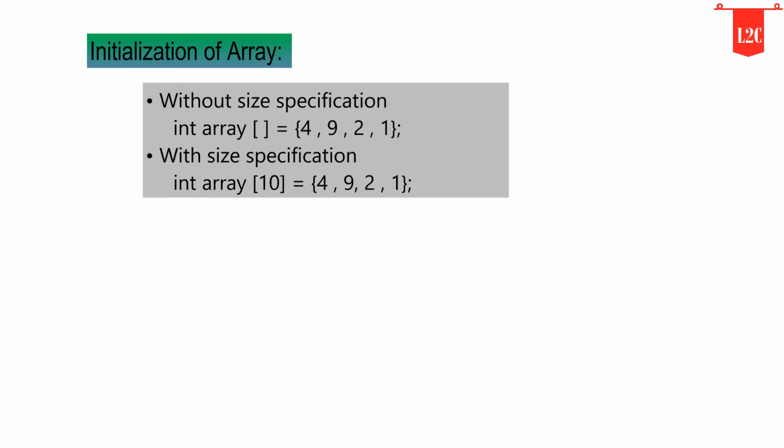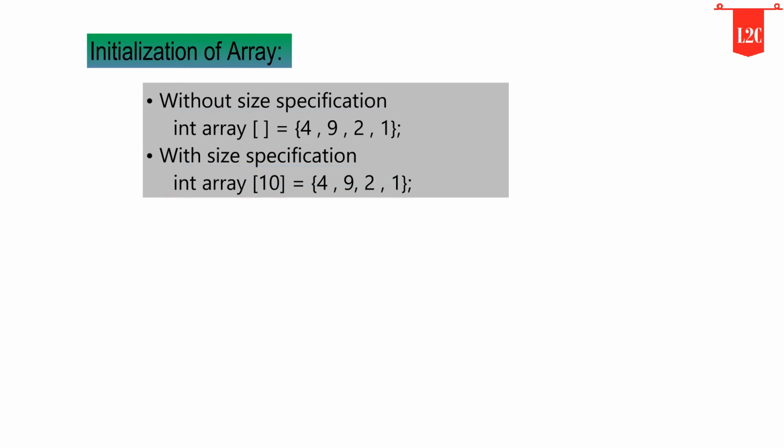Now we will discuss the initialization process of an array. Arrays in C may or may not be initialized at the time of declaration. This is how an array looks if it is initialized at the time of declaration. Without size specification, it looks like this. And with size specification, it looks like this.